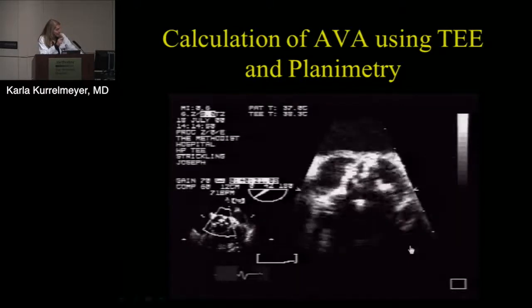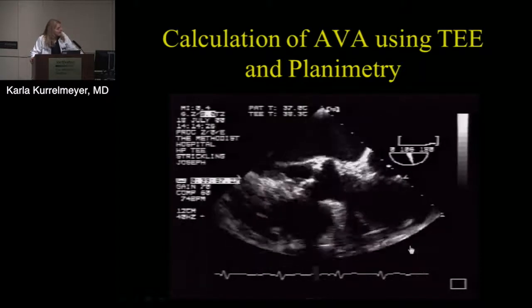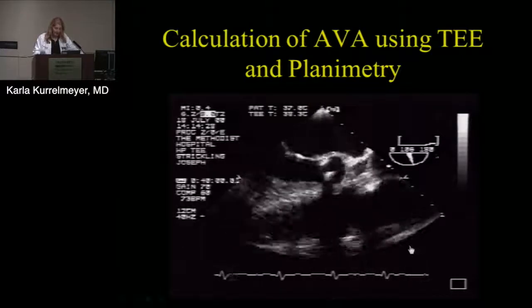And then when you get there, you just zoom it and freeze it, and you can trace. Just remember, this will give you only the planimetered area. It's not the functional area. So if it's a really huge, obese person, even though you get a relatively not that stenotic valve, it may be functionally significant for that person.